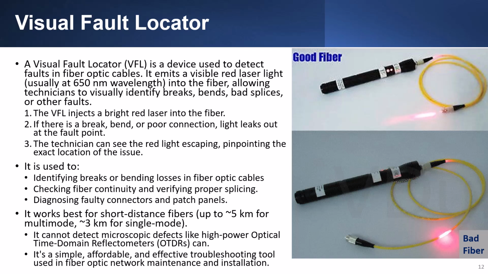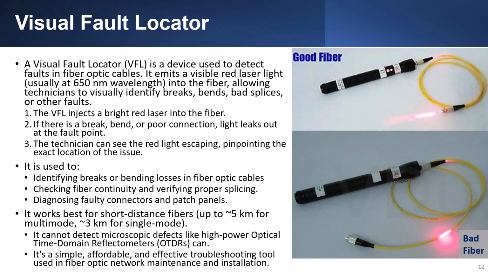A visual fault locator, or VFL, is a device used to detect faults in fiber optic cables. It emits a visible red laser light, usually at 650 nanometer wavelength, into the fiber, allowing technicians to visually identify breaks, bends, bad splices, or other faults. The VFL injects a bright red laser into the fiber. If there's a break, bend, or poor connection, light leaks out at the fault point. The technician can see the red light escaping, pinpointing the exact location of the issue.